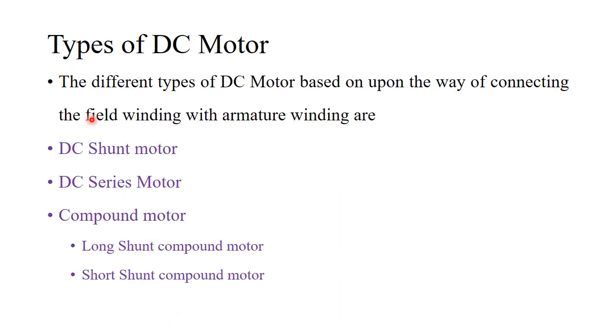Types of DC motor. There are different types of DC motor based on the way of connecting field winding with armature winding. Like DC shunt motor: when field winding is connected in parallel to the armature, then it is called a DC shunt motor. The next one is DC series motor: when field winding is connected in series with the armature, then it is called a DC series motor. And the final one is the compound motor, where a part of the field winding is connected in series and another part is connected in parallel. It is further classified into long shunt and short shunt based on the type of connection.